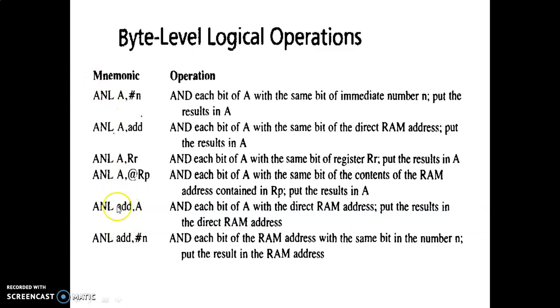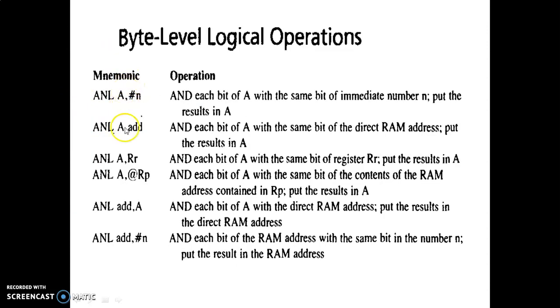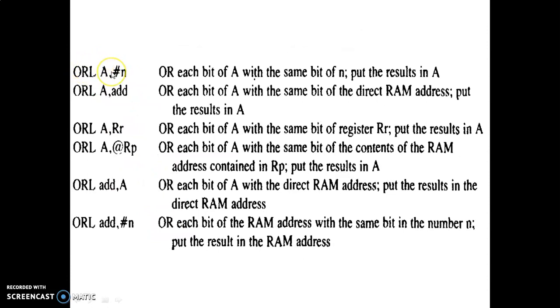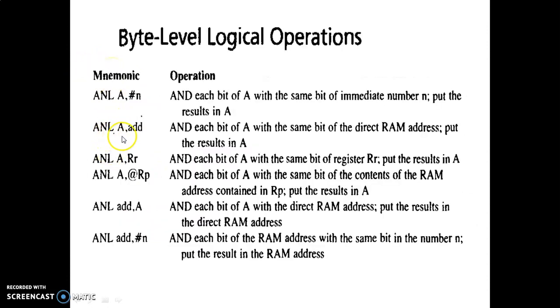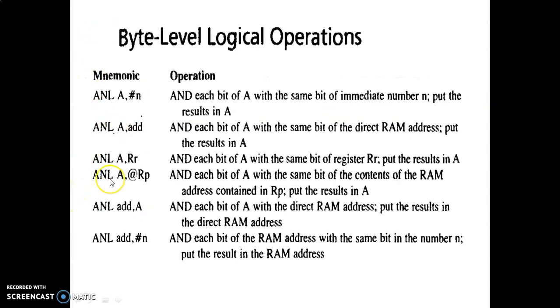The mnemonic for AND is ANL. Coming to the second one, we talk about OR. The mnemonic for OR is ORL. So we can see all 6 instructions where the mnemonic is ORL, and the operands are the same as AND. Whatever operands we have in AND, like the first one ANL A, #n, we can see ORL A, #n. The second one we have is ANL A, address; we can see ORL A, address. Everything is the same, but the only difference is that here the mnemonic is ORL, and in AND the mnemonic is ANL.